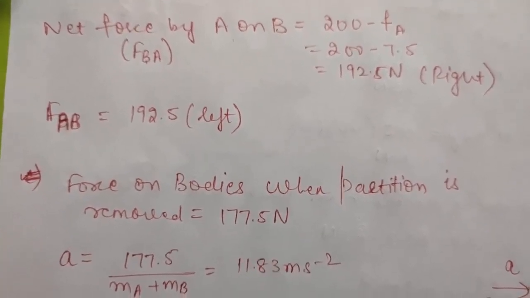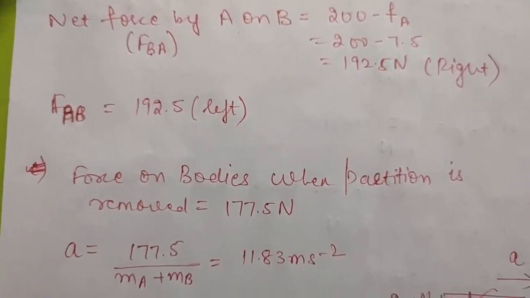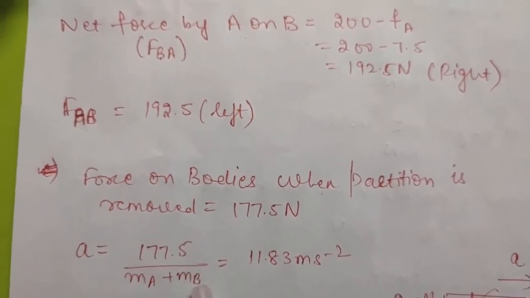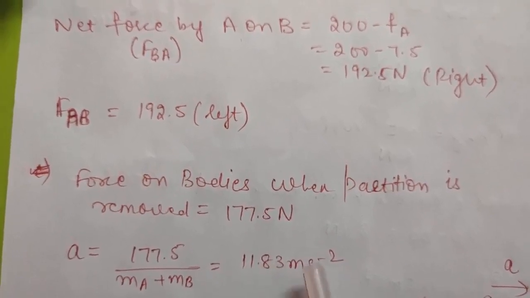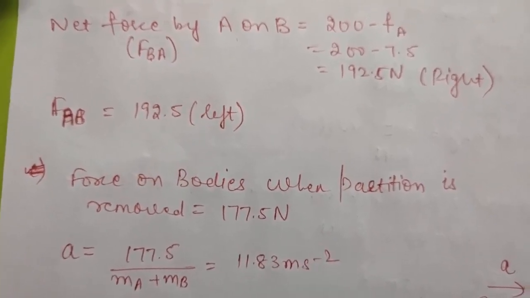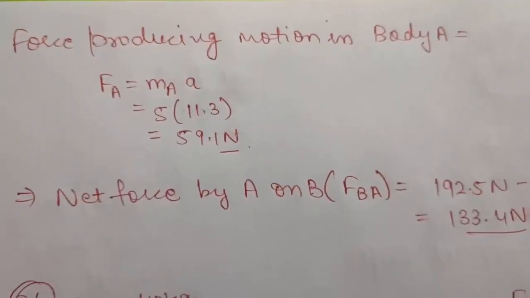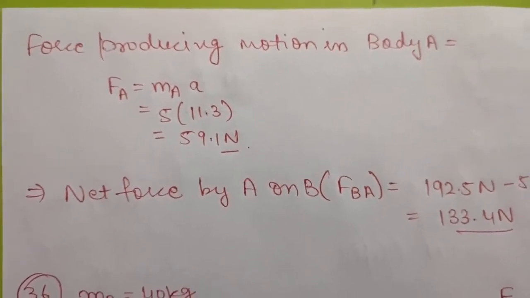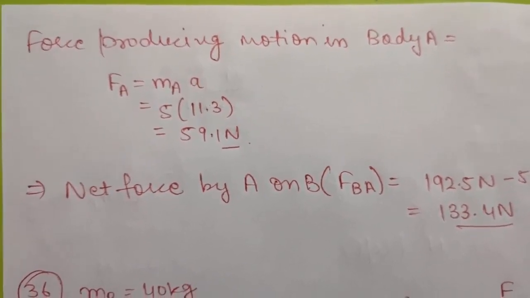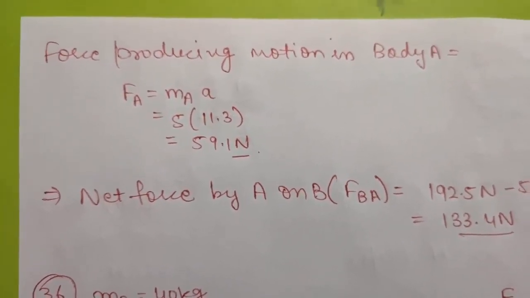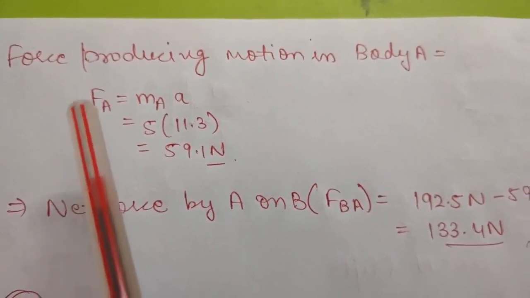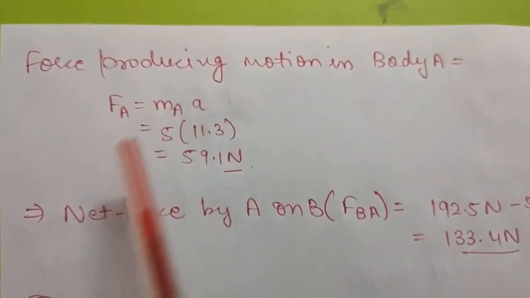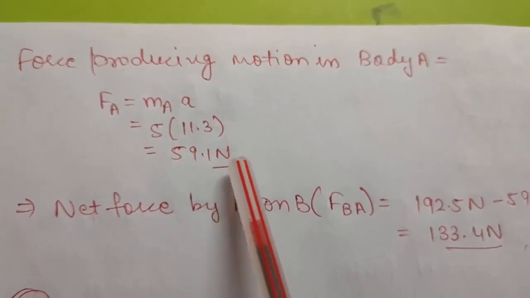Now due to this force, they will start moving towards right. So let us calculate the acceleration with which they will be moving. That is force upon total mass. So from here you will get the acceleration to be 11.83 meter per second square. Now let us calculate the force producing motion in body A. We know the mass of A and the acceleration with which this system is moving. That will be equal to mass of A into acceleration, which is 59.1 Newton.